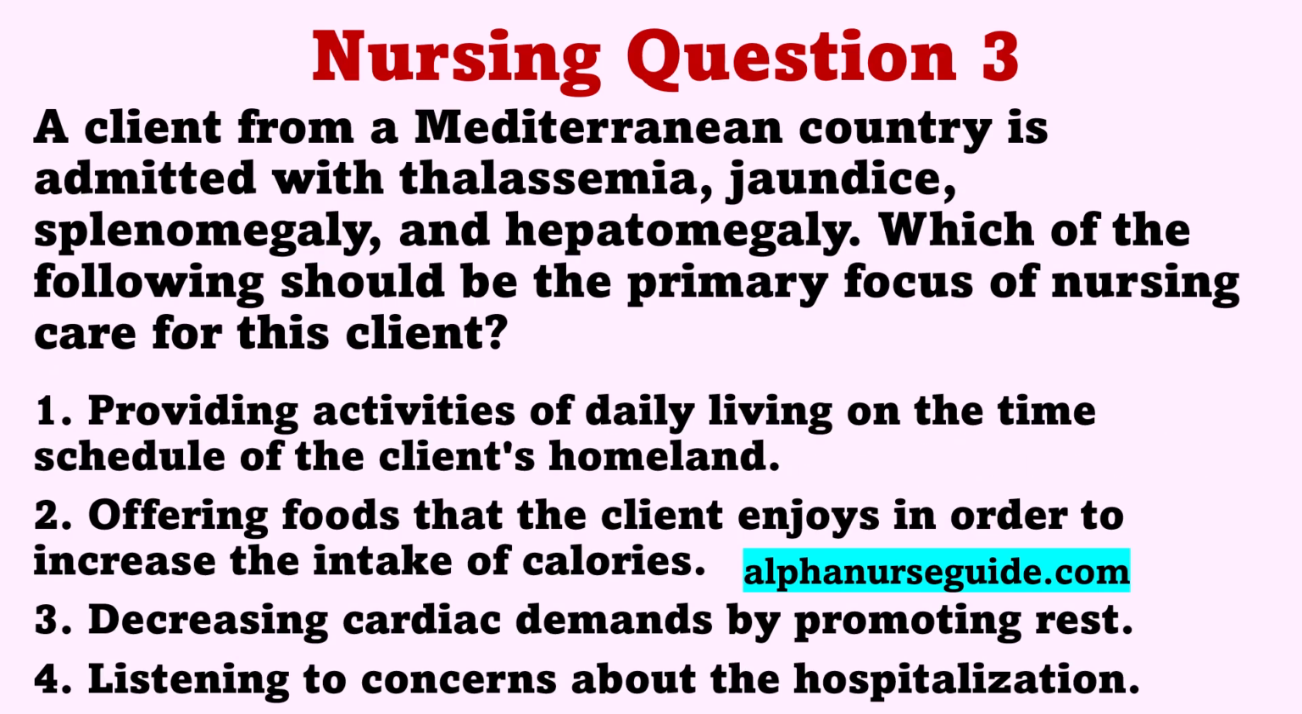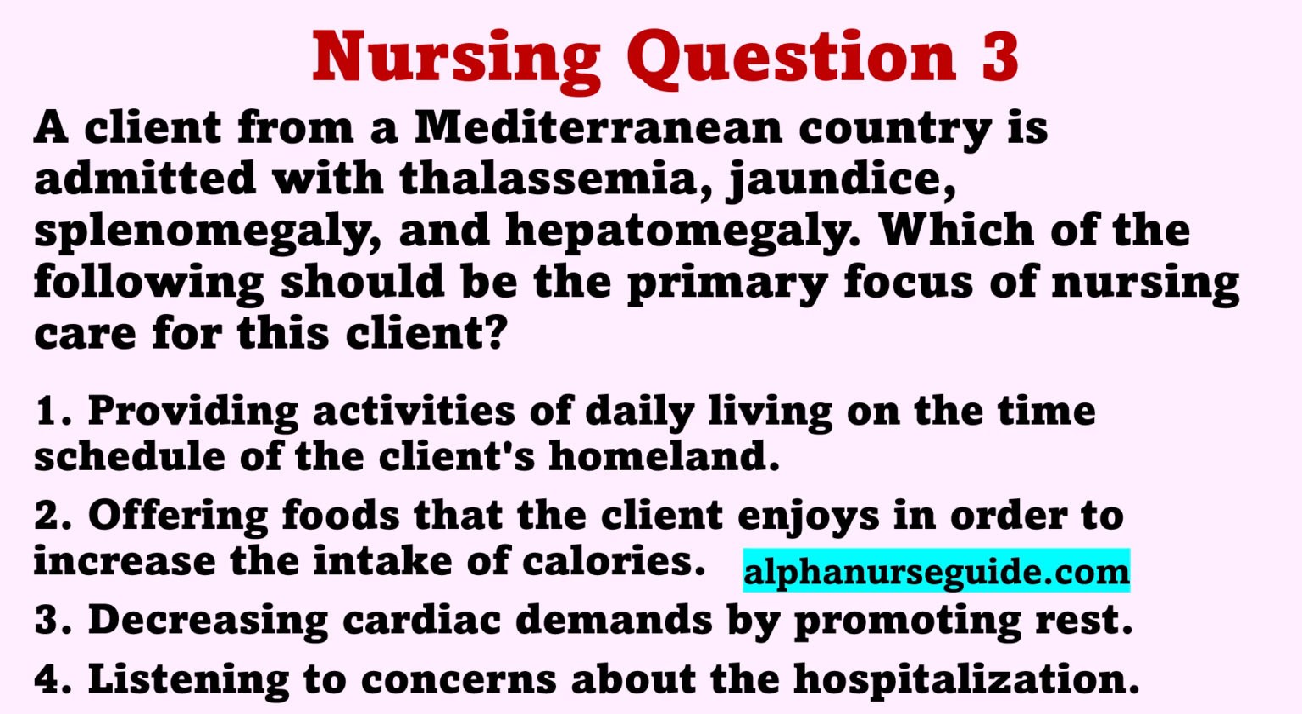A client from a Mediterranean country is admitted with thalassemia, jaundice, splenomegaly, and hepatomegaly. Which of the following should be the primary focus of nursing care for this client? 1. Providing activities of daily living on the time schedule of the client's homeland. 2. Offering foods that the client enjoys in order to increase the intake of calories. 3. Decreasing cardiac demands by promoting rest. 4. Listening to concerns about the hospitalization. The correct answer is 3. Decreasing cardiac demands by promoting rest.